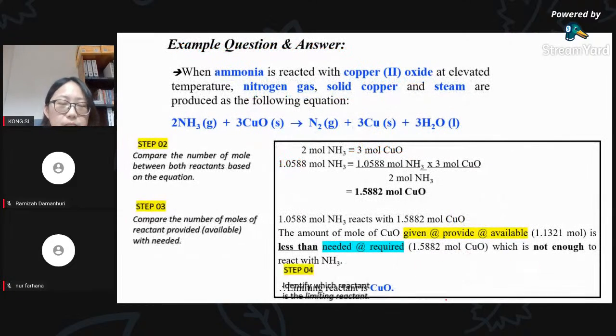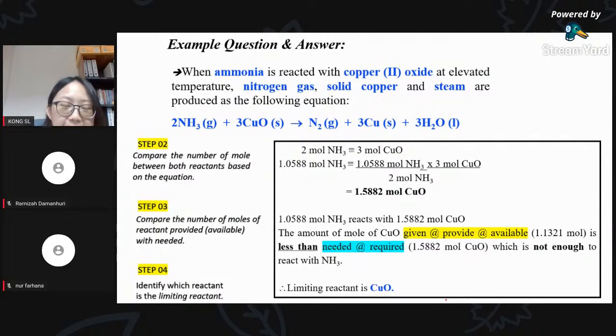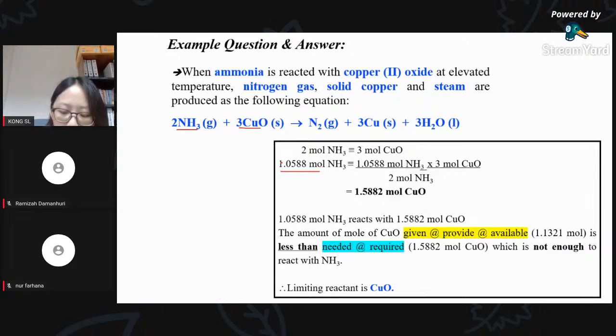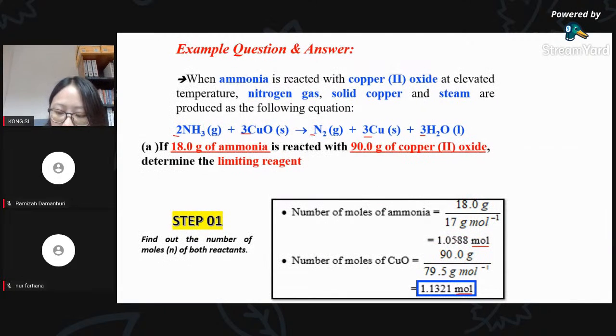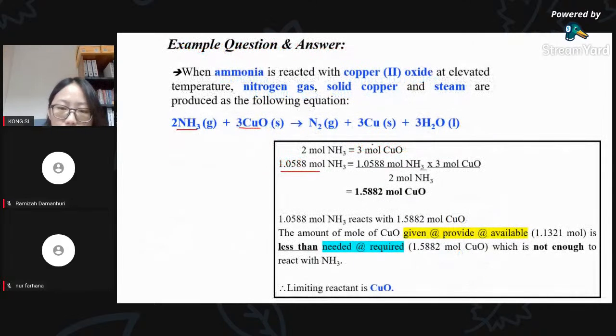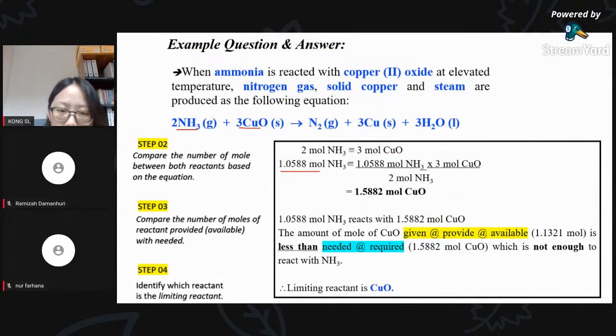Next, I haven't finished yet. That one is just step 1. Okay, step 2, you have to compare the number of moles between both reactants based on the equation. 2 to 3. Based on the number of moles from step 1, 1.0588 mole of ammonia, you calculate by stoichiometry. You get 1.5882 mole of copper oxide. Please take note, use the equivalent sign. Don't use an arrow. Equivalent. So you get this answer.